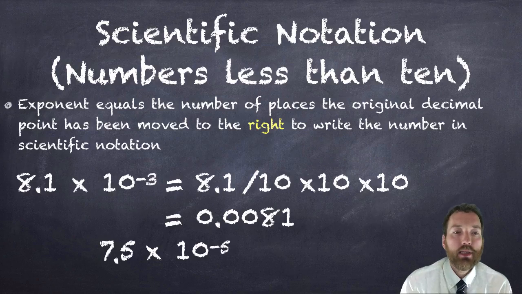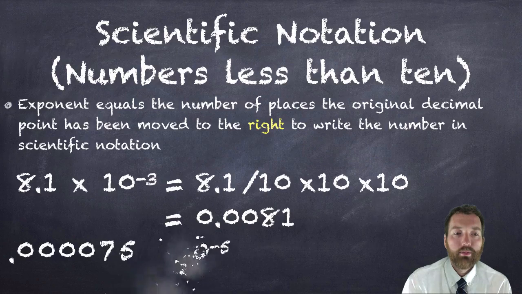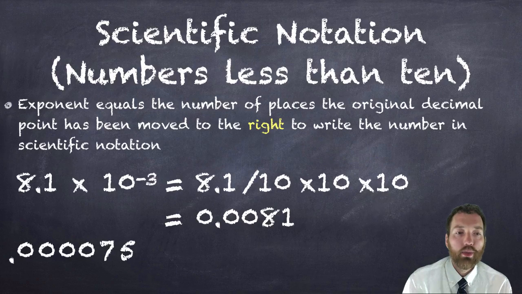Okay. So let's try this next one. 7.5 times 10 to the negative 5. So that exponent, negative 5, equals the number of places the original decimal point has been moved to the right. Okay, so let's move it back to the left to turn it into its decimal notation. So I'm going to move it to the left 5 places. 1, 2, 3, 4, 5. Okay, so that number is equal to 0.000075.